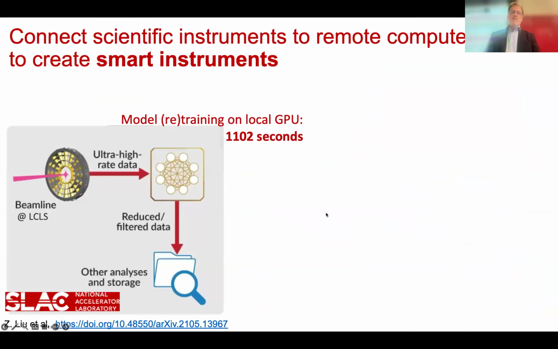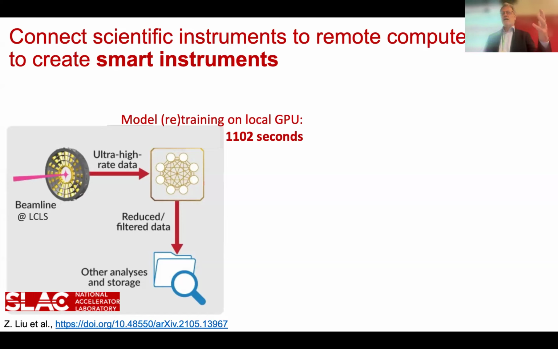So creating what I call smart instruments. Here's an example, an instrument at Stanford. The Stanford Linear Accelerator Center generates data at very high rates, too high to process for detecting interesting events using a conventional computing approach.